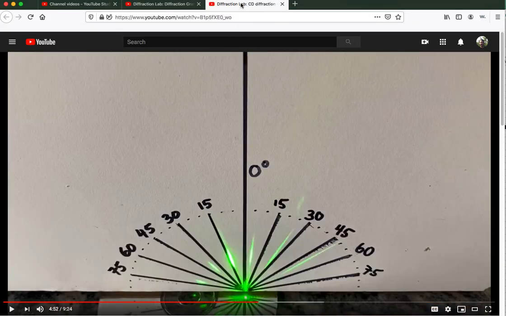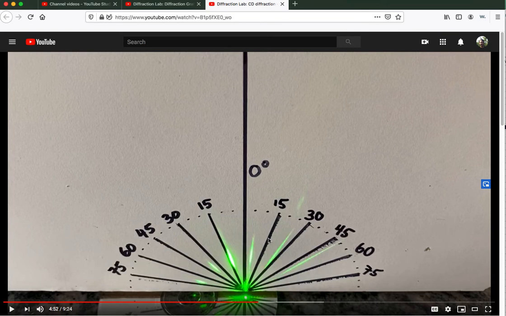For the CD diffraction, I'm going to go through one of the measurements and explain how I got the numbers that I got, and then I'll do one kind of live here on the video. So I have it paused when I'm shining the laser down the 15 degree line. This is the green laser shined down the 15 degree line, and these are all the diffraction lines coming off of it.